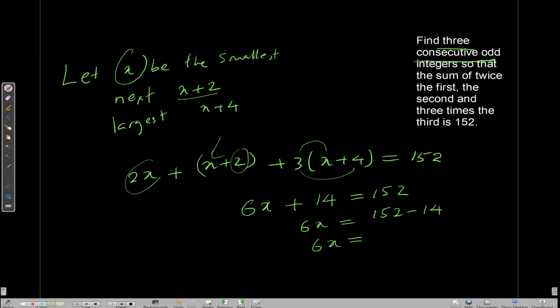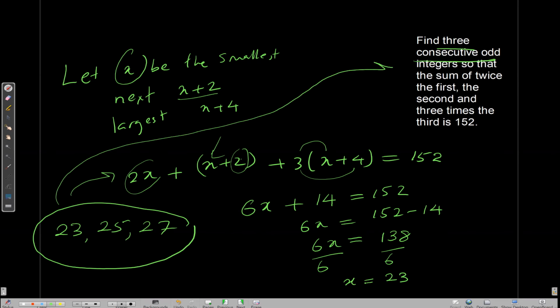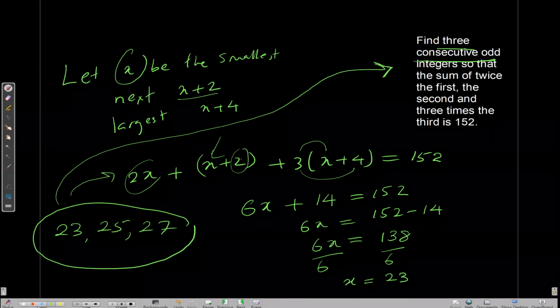So 6x equals 138. So when I divide by 6, I get x equals 23. So the required numbers are 23, 25 and 27. And you can double check by plugging it into this equation or directly thinking about reading this English statement, and you can check that.